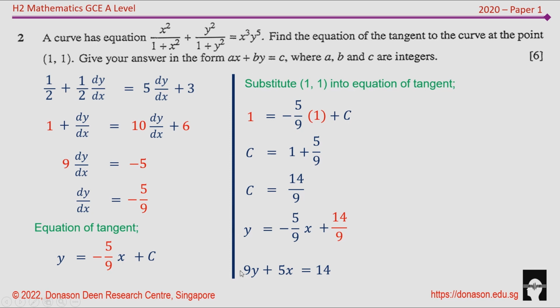So the value of a, as we can compare and see, a is the coefficient of x, in this case is 5. b is the coefficient of y, which in this case is 9, and the constant c is 14.